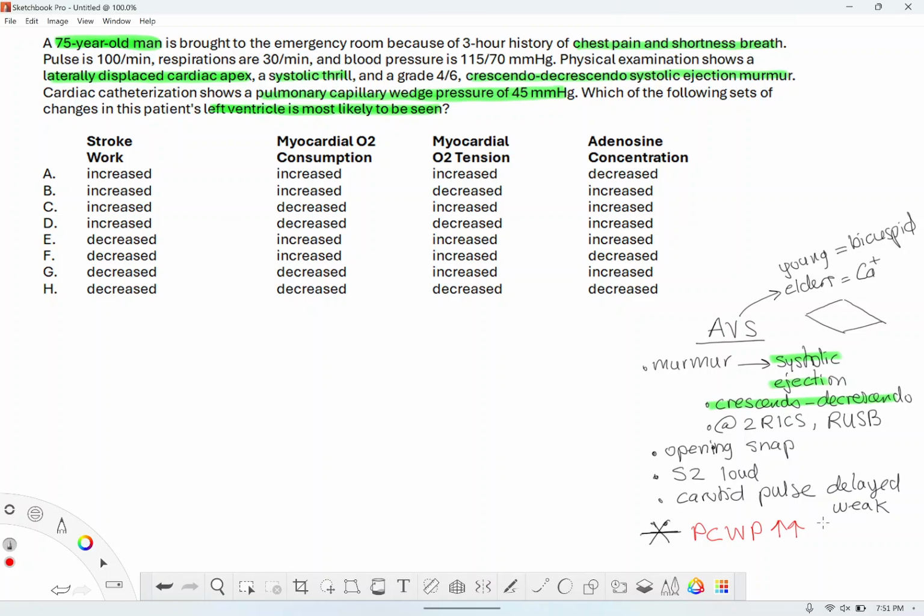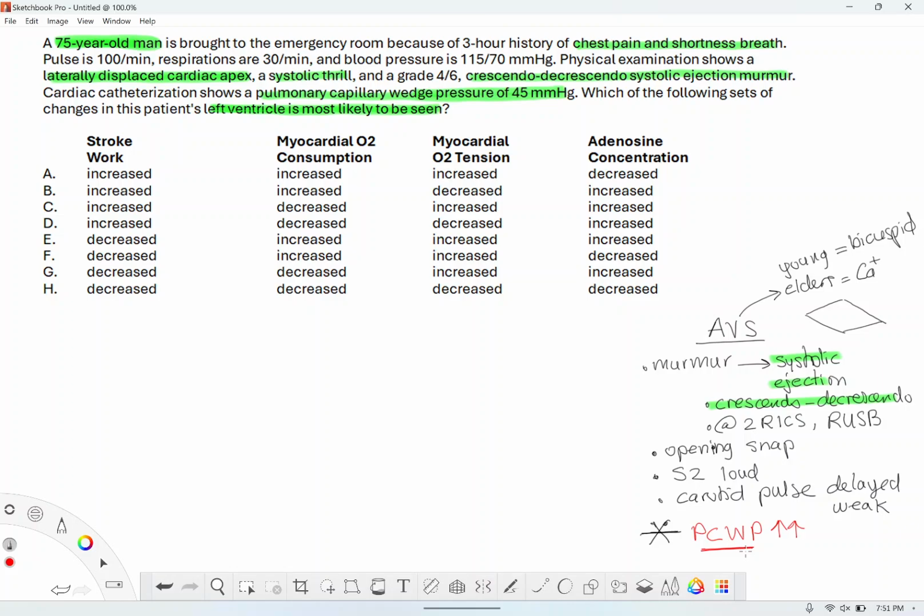If this is increased, that means blood flow through the pulmonary circulation is obstructed, blocked because of the aortic valve stenosis. If this was pulmonary valve stenosis, blood coming to the pulmonary capillaries would be less. It would not pool up in the pulmonary capillaries. So this makes it aortic valve compared to pulmonary valve. So this is aortic valve stenosis 100%. That's our diagnosis.